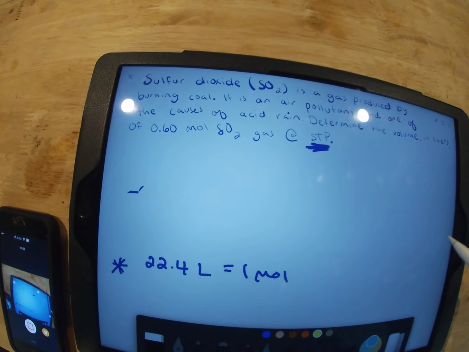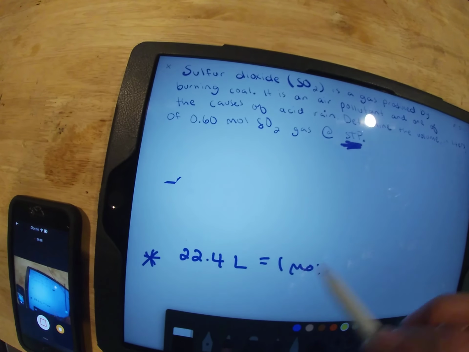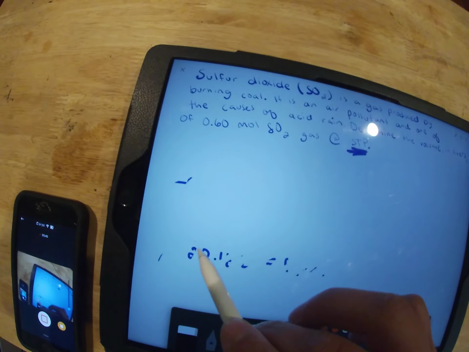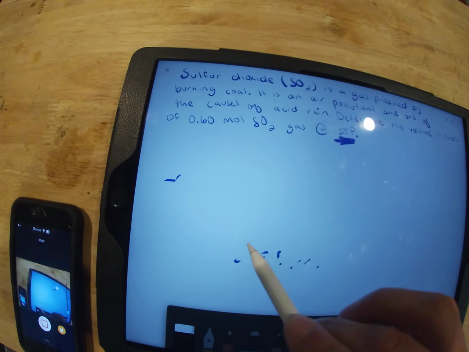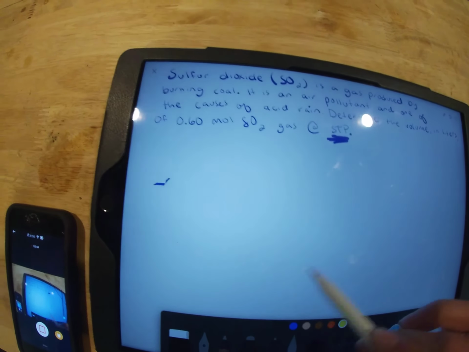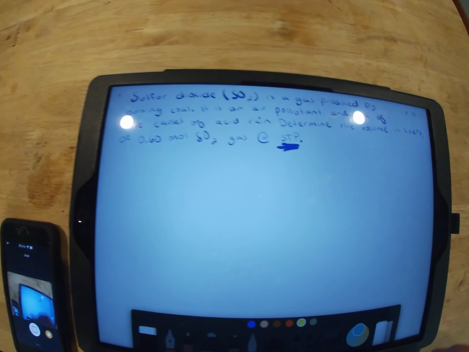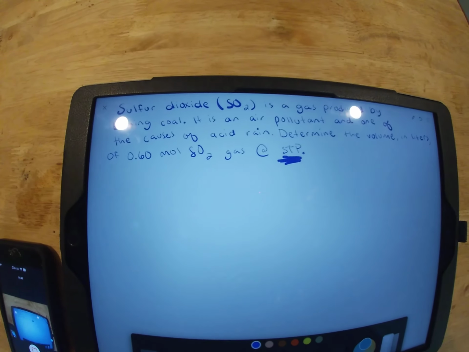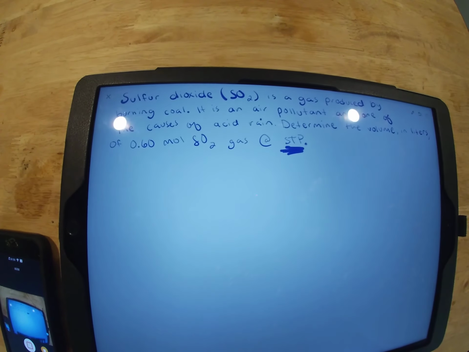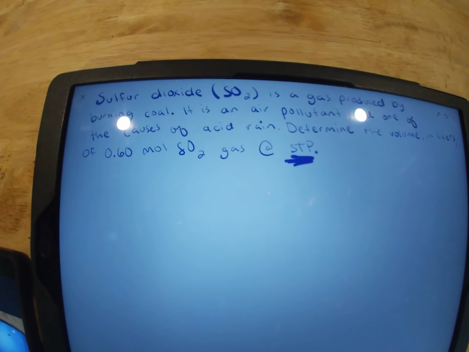Sorry, I forgot to erase my answer. These questions should be pretty easy, especially since we've been practicing how to convert moles and grams from one another. All right, so the question is this.